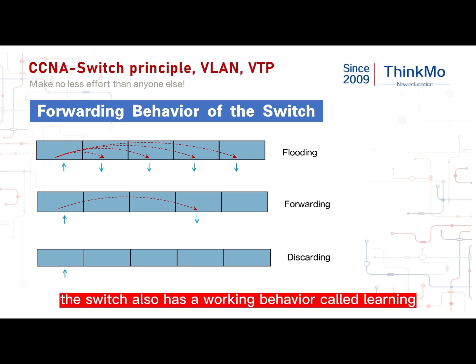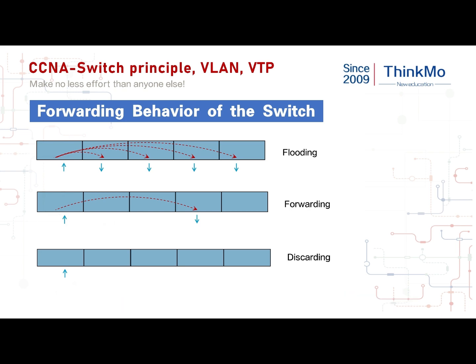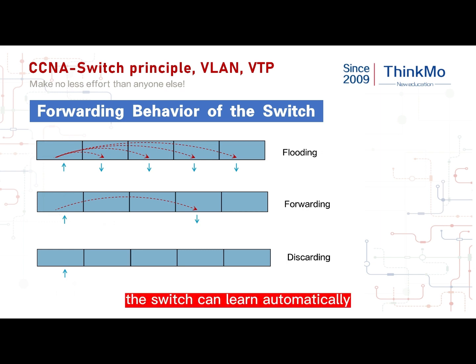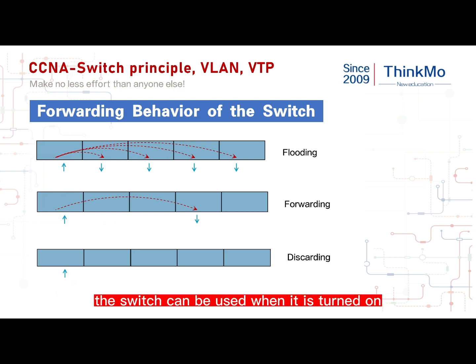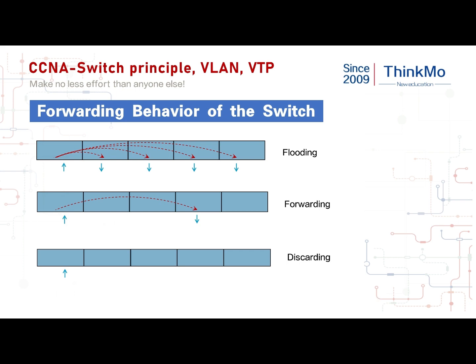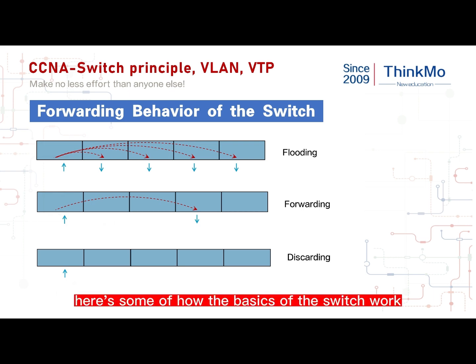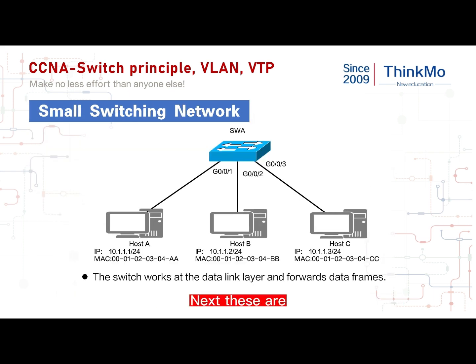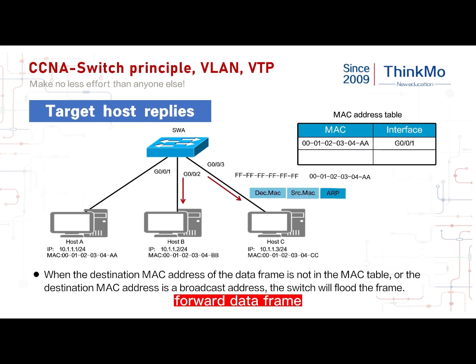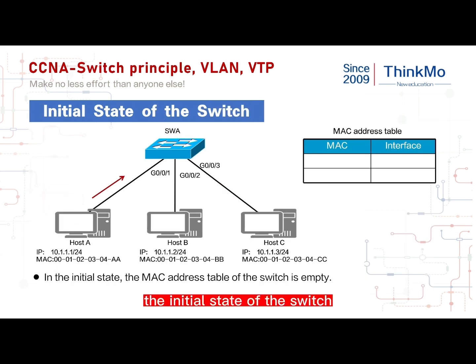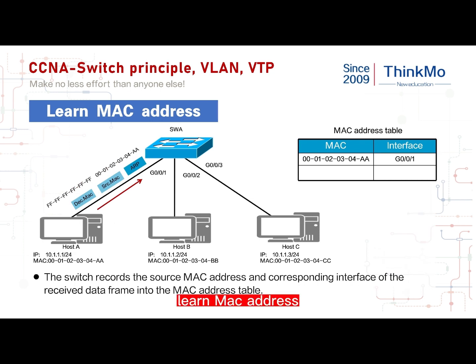The switch also has a working behavior called learning, that is, learning autonomously. The switch can learn automatically; you don't have to configure it. So some people will say that the switch can be used as soon as it is turned on. You don't need to configure it. That's why it works by itself. Here is some of how the basics of the switch work. Next is forwarding data frames, the initial state of the switch, and learning MAC addresses.